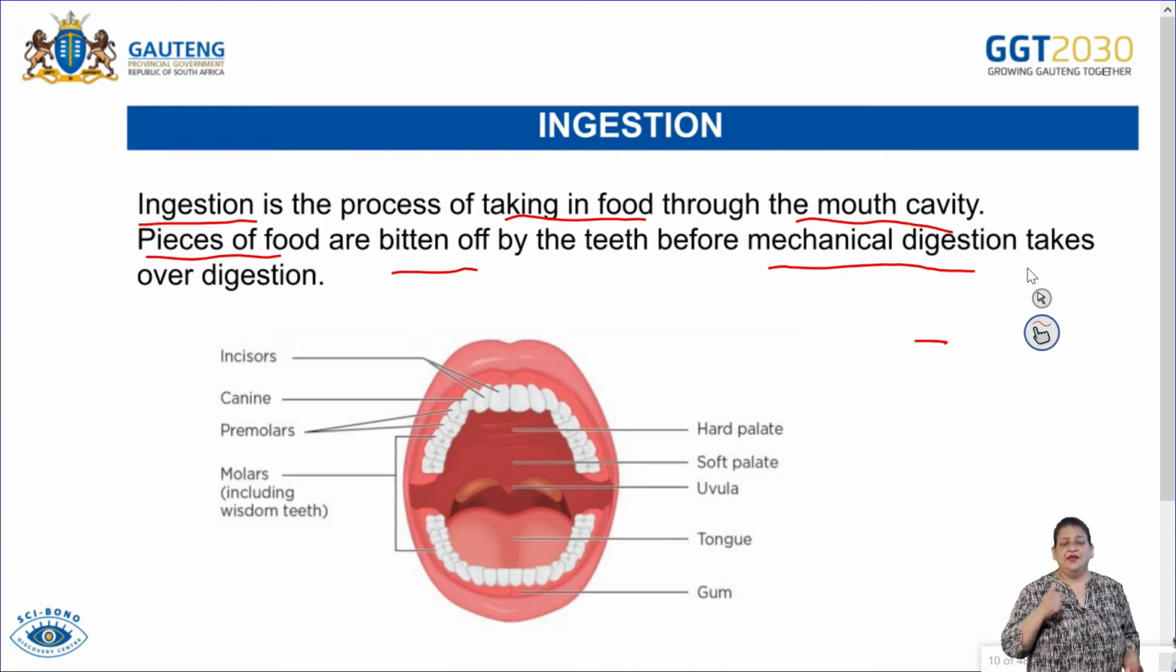So remember, in the mouth, what do we know about the mouth? Food is taken in, it's called ingestion. Food is bitten or chewed, it is called mechanical digestion. What is the importance of food to be chewed? So that the enzymes are able to break down that food even better. What is the breaking down of food called? Digestion. Taking in of food, ingestion.